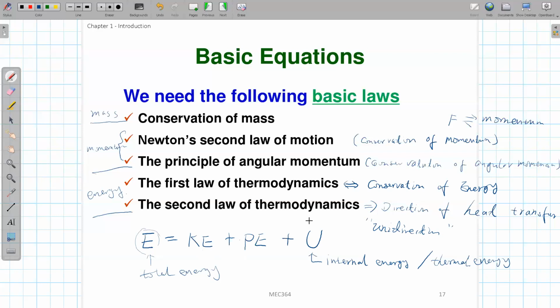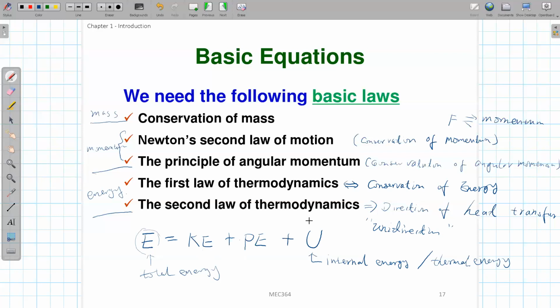Basically, it shows that for heat transfer there is a unidirectional behavior, and thermal energy is only transferred from the high temperature part to the low temperature part. And this is the second law of thermodynamics.